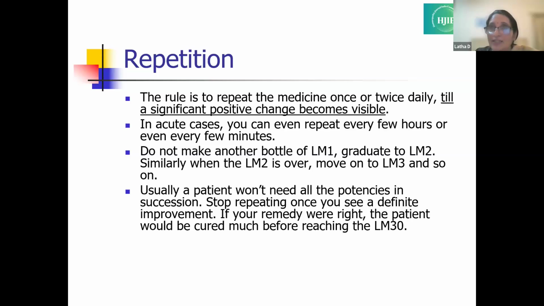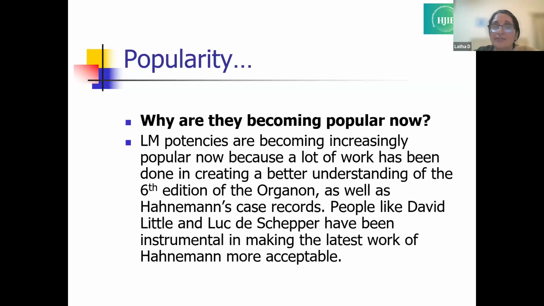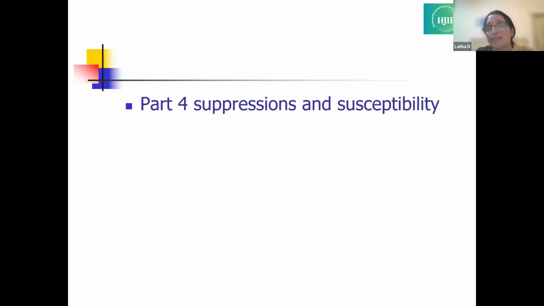He wanted to use it once a day, BD, TDS, and go to the next, LM2. When LM2 similarly exhausts its potency, he'll go to LM3. And he says usually a patient won't need all the 30 potencies of LM. Within 5 or 6 changes of potencies, you will be able to stabilize your patient much before you reach even LM30. So he found very good results with LM30 in such cases where the sensitivity is high and there is advancing pathology. People like David Little and Shepherd have been instrumental in making the last work of Hahnemann more acceptable.